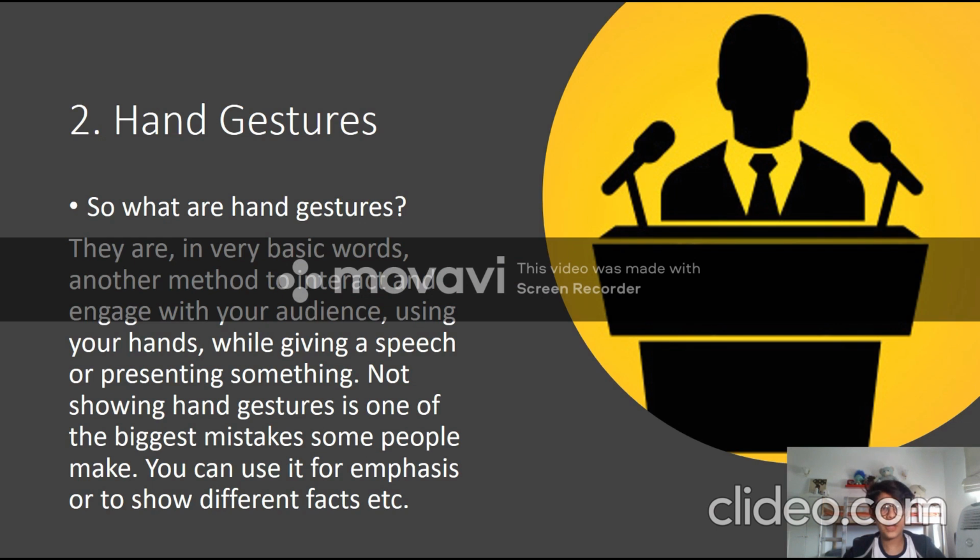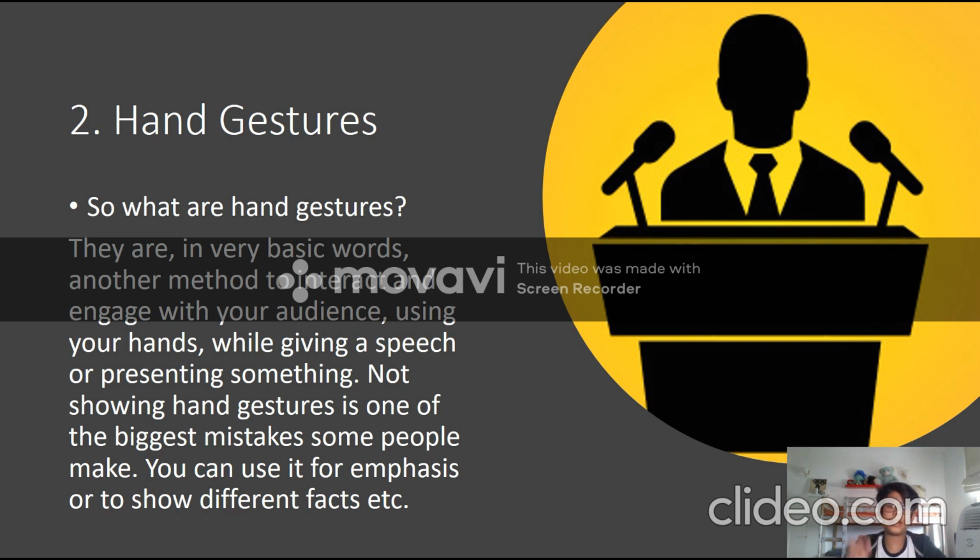So the second thing that we should look at is doing hand gestures. So in simple words, what are hand gestures? They are, in basic words, another method to interact and engage with your audience using your hands while giving a speech or presenting something. Not showing hand gestures is one of the biggest mistakes that people make. Like they put their hands in the back or in their pockets. That is wrong. You can use it for emphasis or to show different facts, etc.